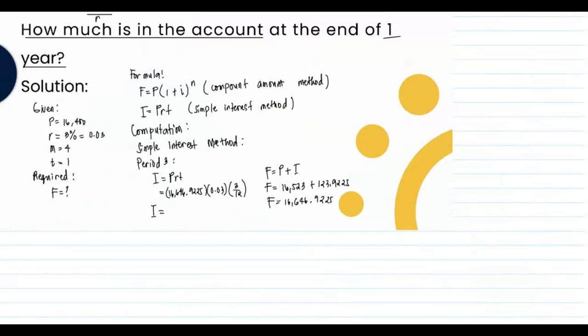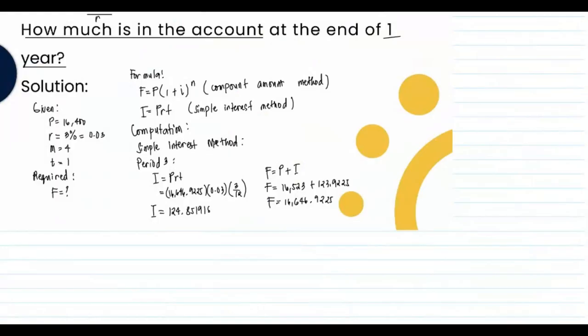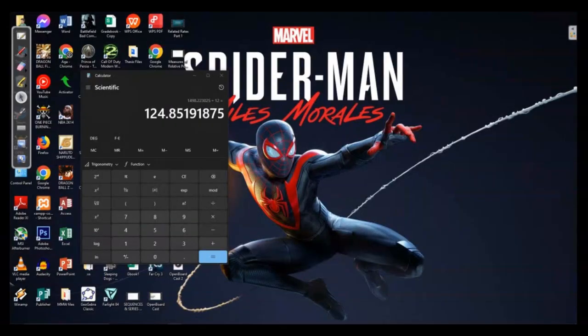I highly advise that we copy every digit unless it's going to be our final value, so that we could get the most exact value. So, 85191875. This would be added now to our new principal amount. So, it would be 16,646.9225 plus 124.85191875. So, we are going to add this value here.